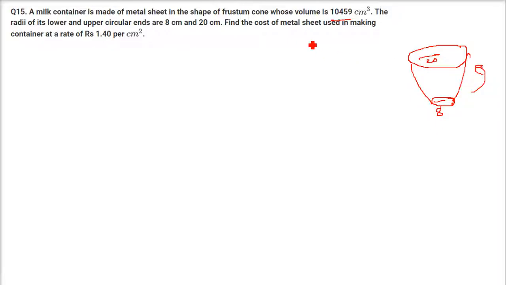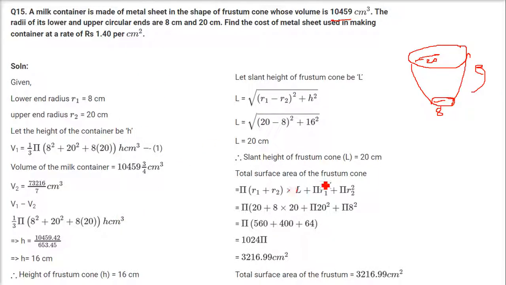So 8 and 20. Find the cost of metal used in making the container at a rate of 1.40 per centimeter square. So we have to find out the total surface area. We just multiply it by 1.40. So what will be the total surface area? It will be pi into (r1 plus r2) into L, plus pi r1 square plus pi r2 square. We know all the values, 28 and 28. L has to be found out. L we don't know. So for that L, first of all, we have to find out the height, then only we can go to L.